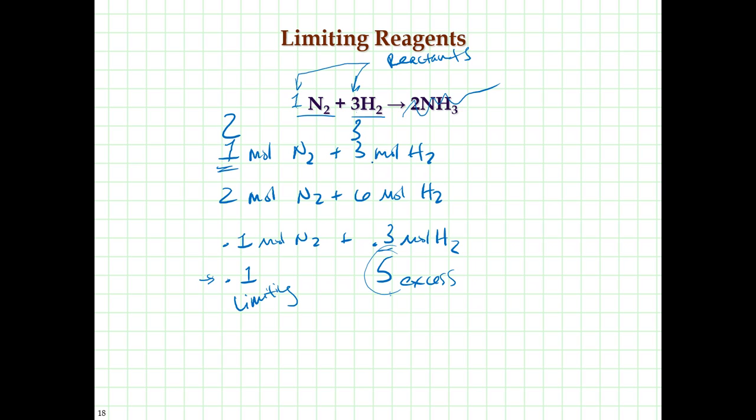What if I had 2 and 3? Well, I need 1 and 3. 2 is too much. It's in excess. I'm going to have leftover nitrogen, which means that my hydrogen would be limiting. So look at the ratio that you're given. Figure out which piece is too much or too little compared to the mole ratio in the balanced equation. That's your limiting if there's not enough, or if you have too much, it's your excess.